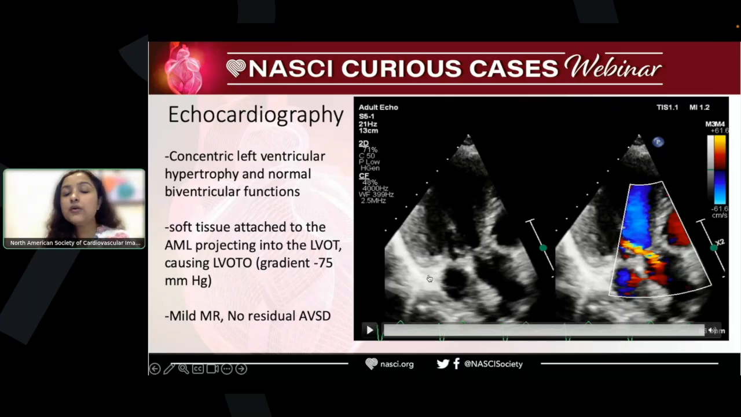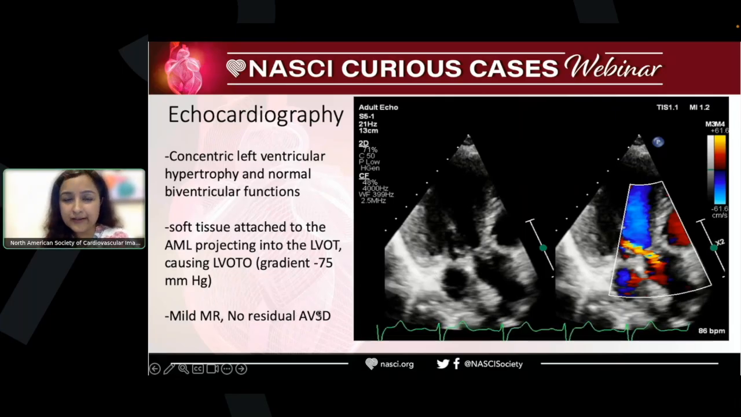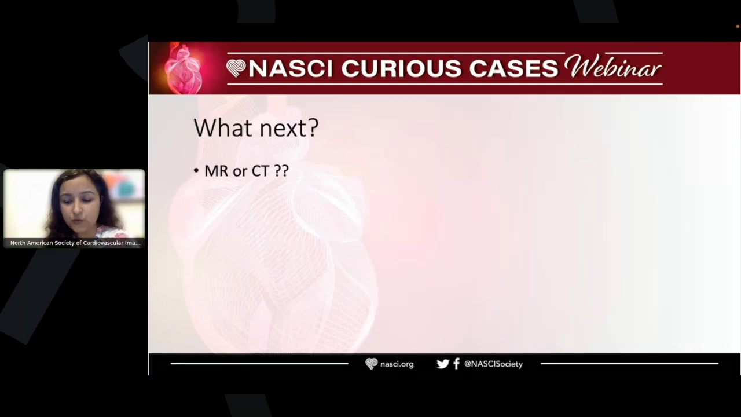No residual atrioventricular septal defect was seen. So the surgery was okay, that the patient underwent at 4 months of age. So what is the next investigation that you would like to do? MRI or CT? Anyone, any preferences with this finding?